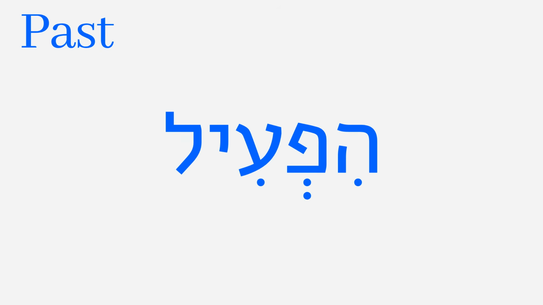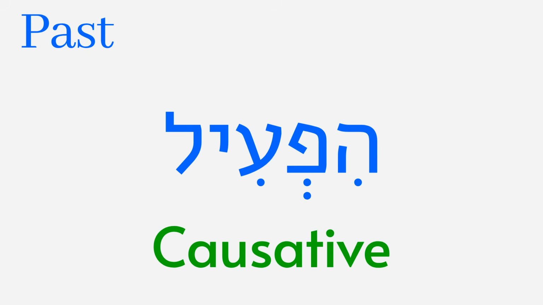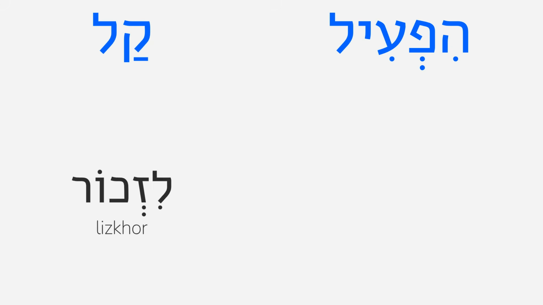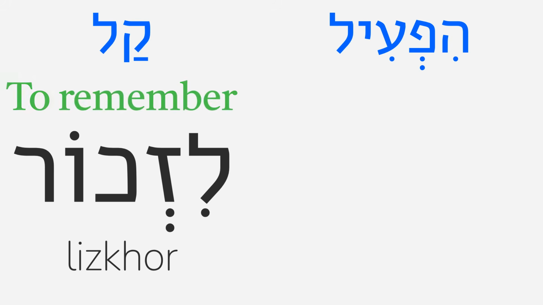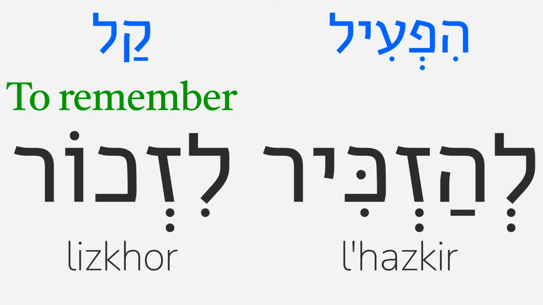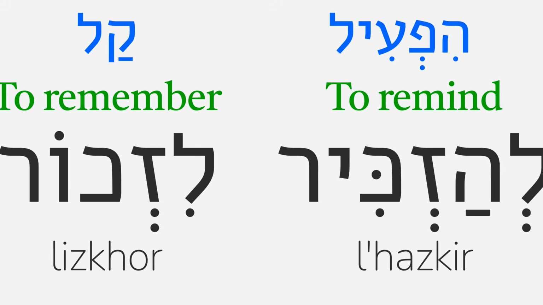Today, we're going to learn how to make the past tense in the Hifil. Remember, this binyan is often used to make actions causative. The basic kal infinitive, litzchor, means to remember, but the causative Hifil, lahazkir, means to cause to remember, or to remind. Let's make the Hifil past tense of this root, zayin, kaf, resh.